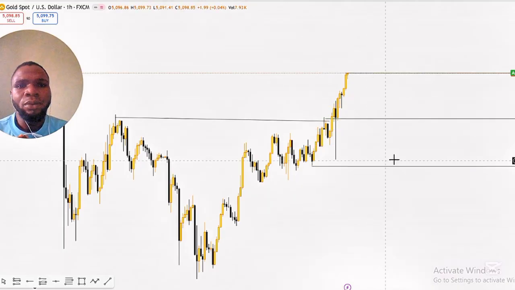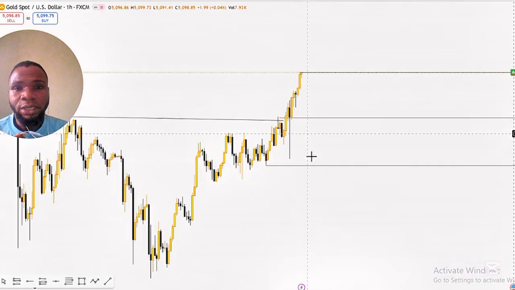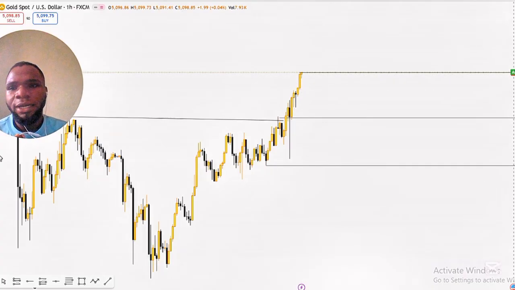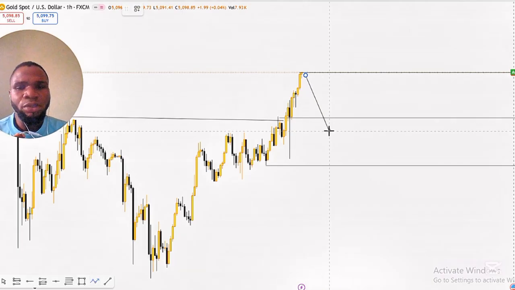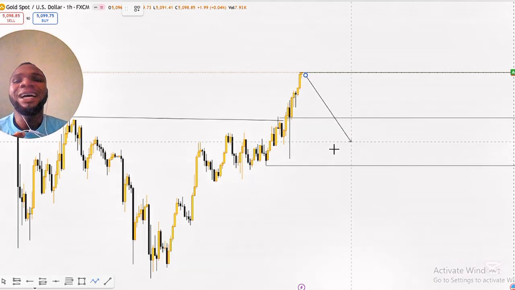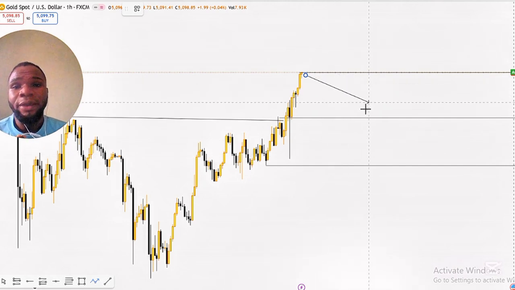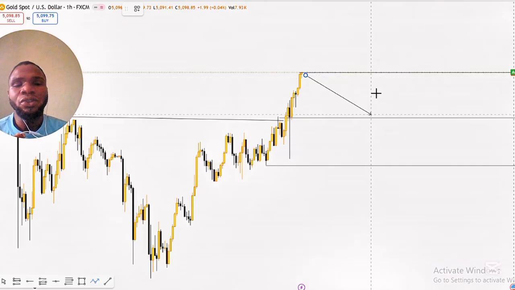What do we do at this point now? At this point, what you do here is wait for a retracement back to this premium zone. So what is the premium zone? The premium zone is the area that is below 50%. This premium zone means at this level here, it is cheaper for you to buy. But this up here is a discount zone.